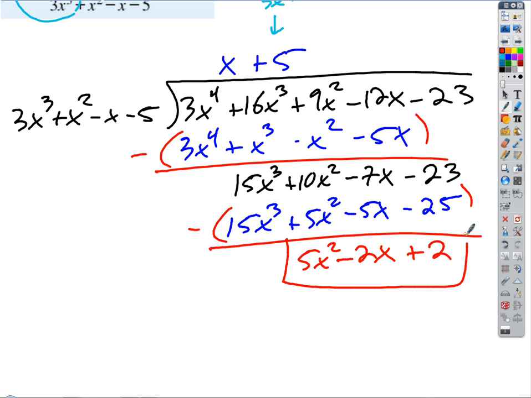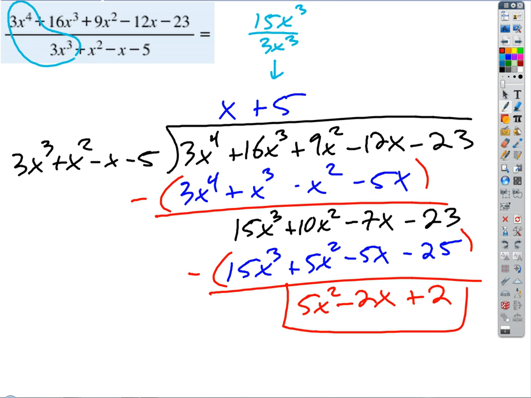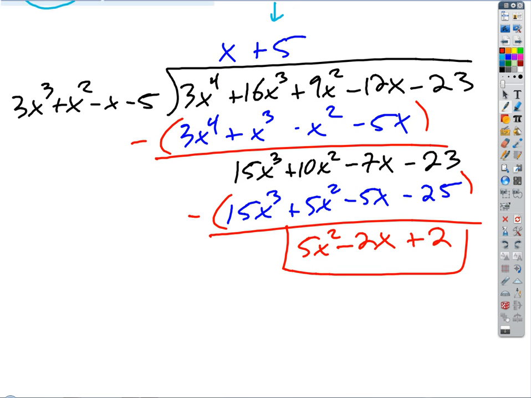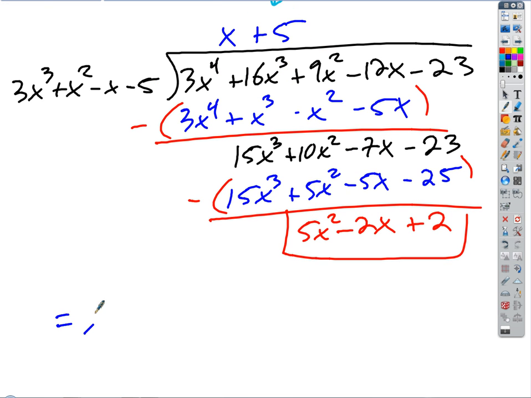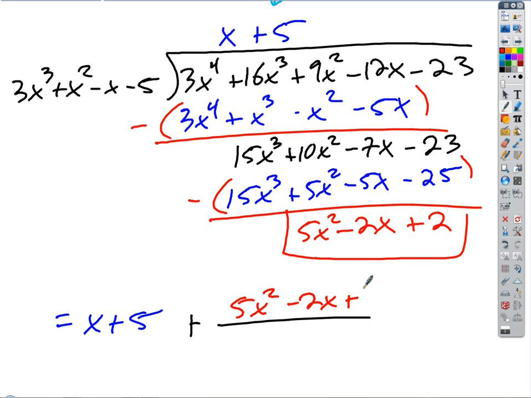And so my answer is just going to be this plus my remainder divided by the one outside. The denominator, exactly, the denominator. So my final answer then would just look like, we've got this nicely color-coded, it's going to equal x plus 5 plus my remainder over the other, divided by my original denominator.